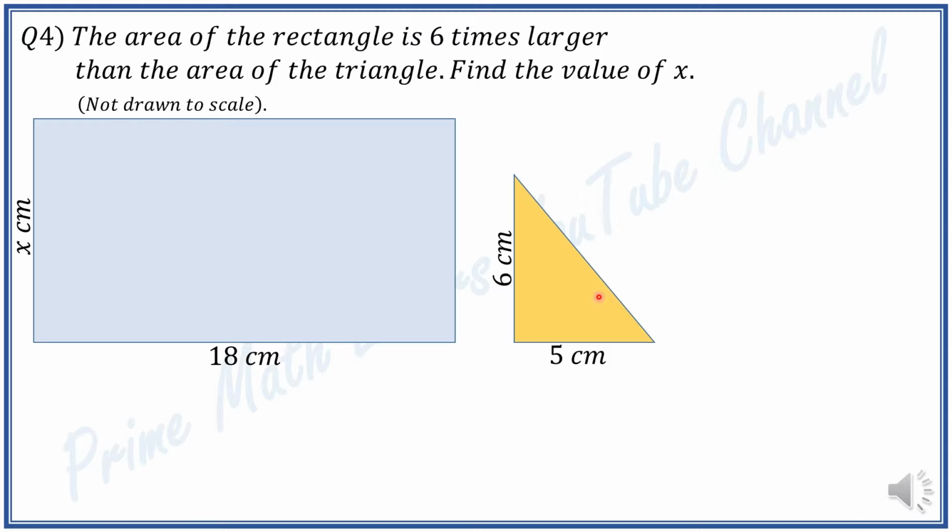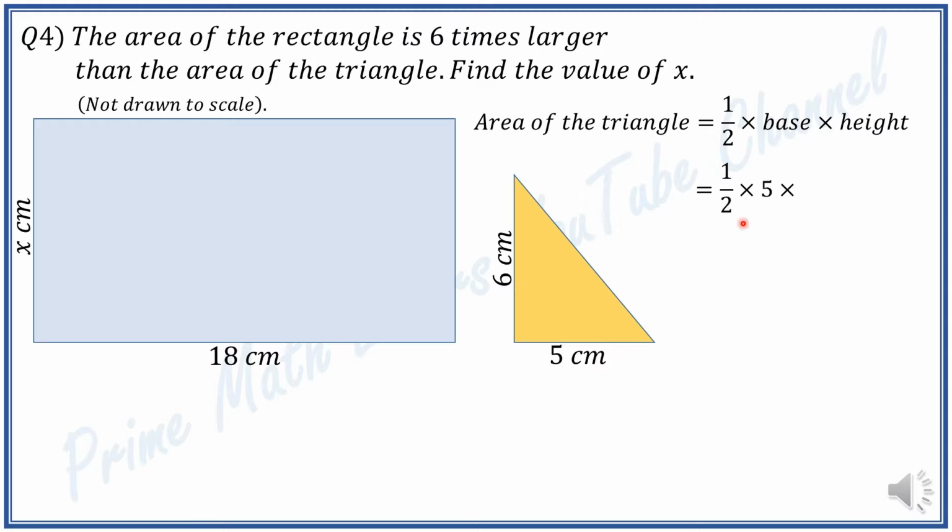To solve this, we need to find the area of both the triangle and the rectangle. The area of a triangle is given by 1 over 2 times base times height. Base is 5 and height is 6. So the area of the triangle will be 1 over 2 times 5 times 6. 5 times 6 will be 30, divided by 2 will be 15.